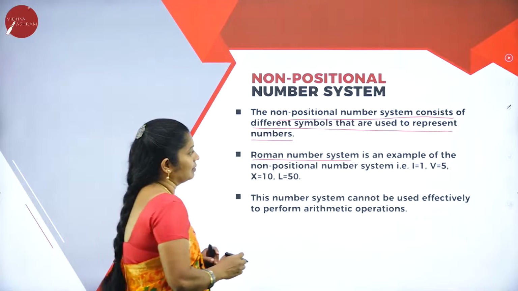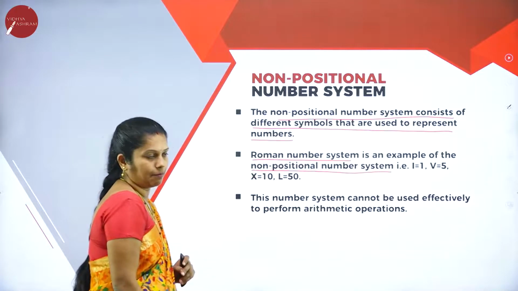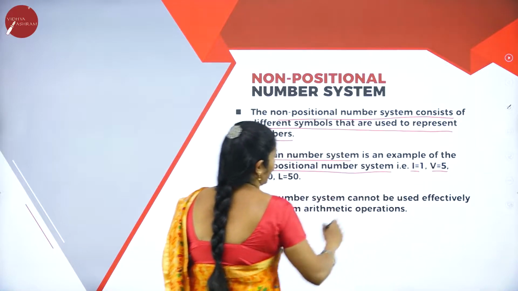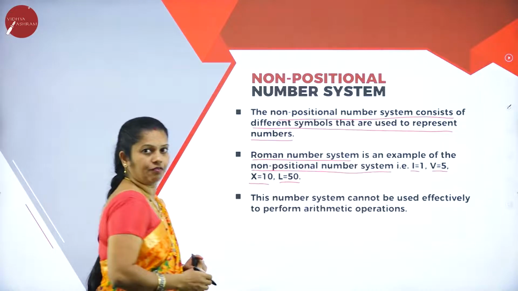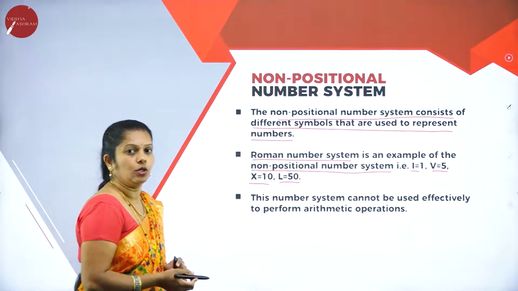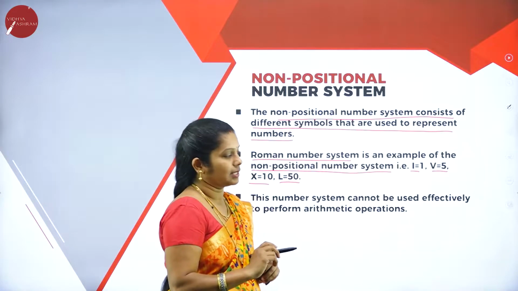Roman number system is an example of a non-positional number system. For example, for 1 we write I, for 5 we write V, for 10 X, and L represents 50. If I interchange the positions, the value does not change. That's why it is called a non-positional number system.